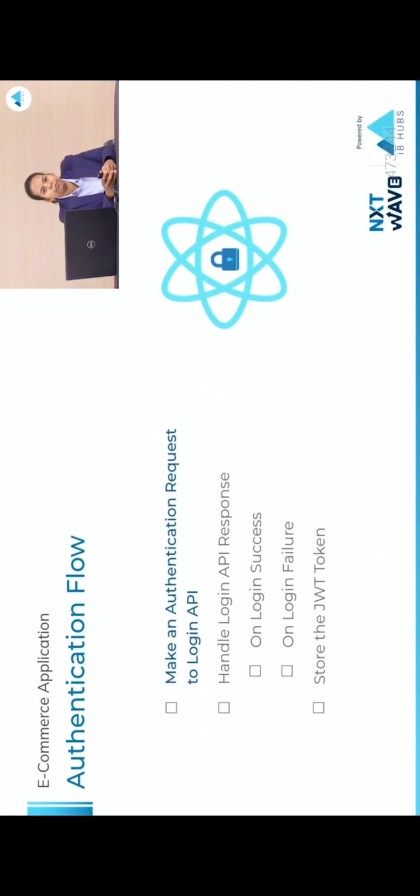Okay, so let's understand the various steps involved. So the first step is we have to make an authentication request to the login API, right? The initial login request has to be sent to the server, right? So that is the first step. And then we'll get a response from the server. So we have to handle that response. In case of success, we have to handle the success response, and in case of failure, we have to handle the failure response, right? So those are the next steps involved. So after that, in case of success, we also have to store the JWT token. Okay, so we have to do that step. So these are the various steps involved in the authentication flow. Okay, so let's start with the first step, that is making an authentication request to the login API.